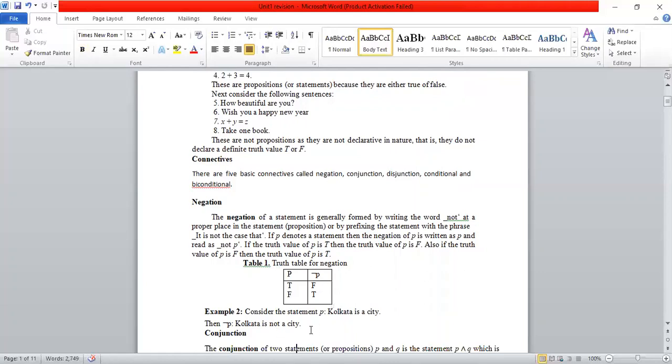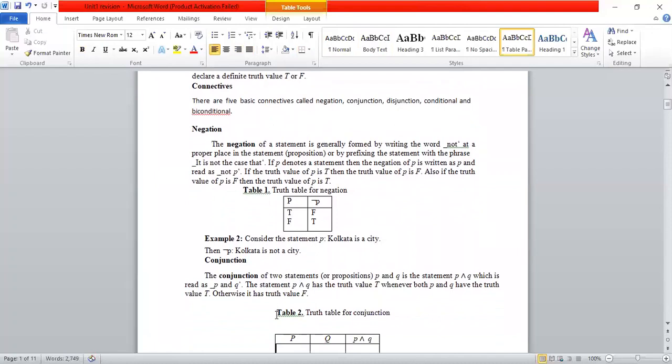Consider the statement P: Kolkata is a city. So what is its negation? The negation of a statement is denoted by ¬P. By adding not at a proper place in a statement, we get the negation of the statement. So Kolkata is a city is a statement. By adding not at a proper place in the statement, we get ¬P, that is, Kolkata is not a city.